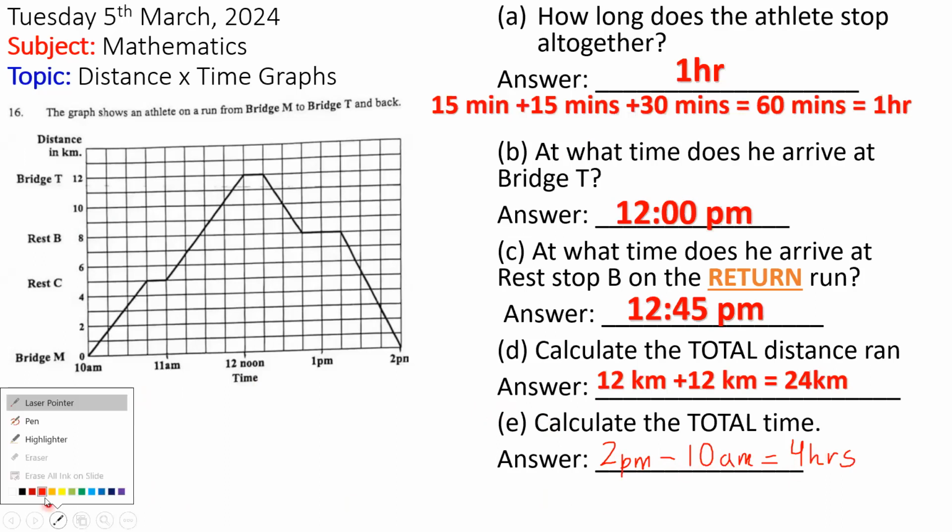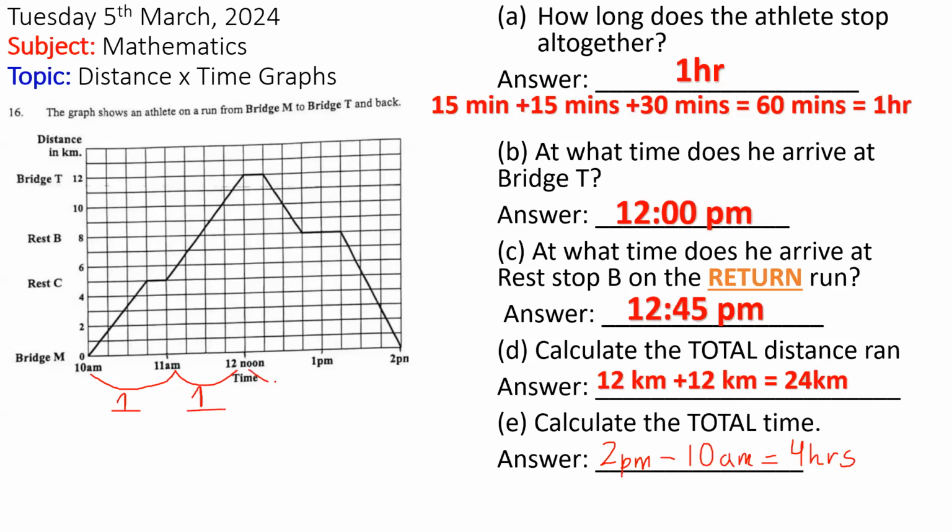How did we get 4 hours? Well, we moved from 10 a.m. to 11 a.m. That's 1 hour. We moved from 11 a.m. to 12 noon. That's another hour. We moved from 12 noon to 1 p.m. That's another hour. We moved from 1 p.m. to 2 p.m. That's going to be another hour. So how many hours altogether? 4 hours altogether.